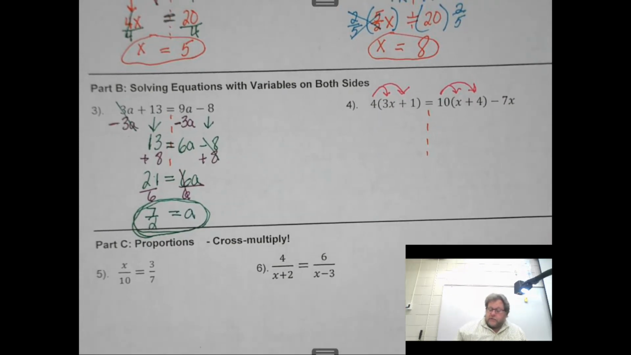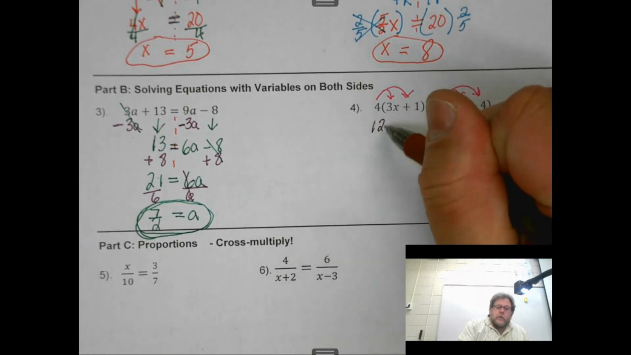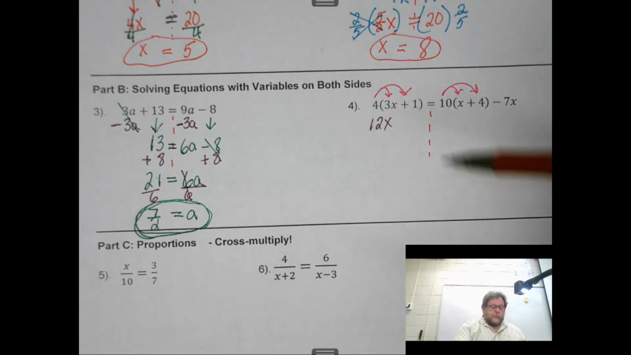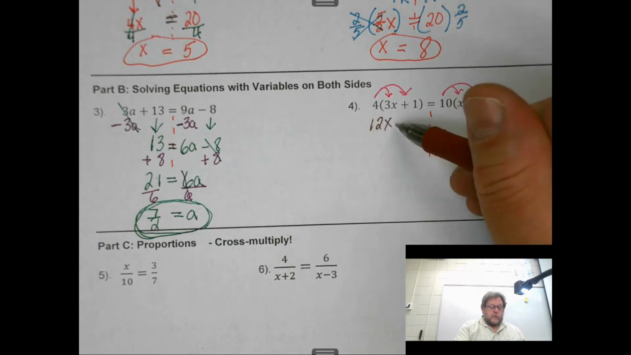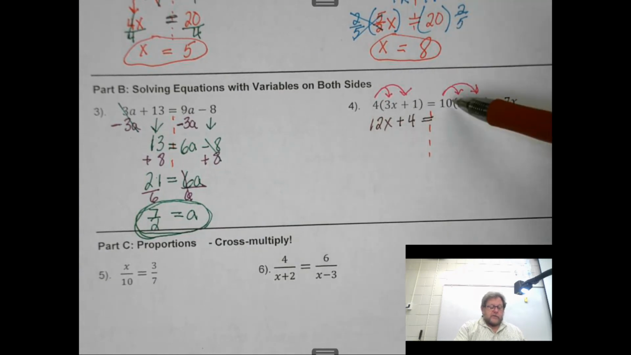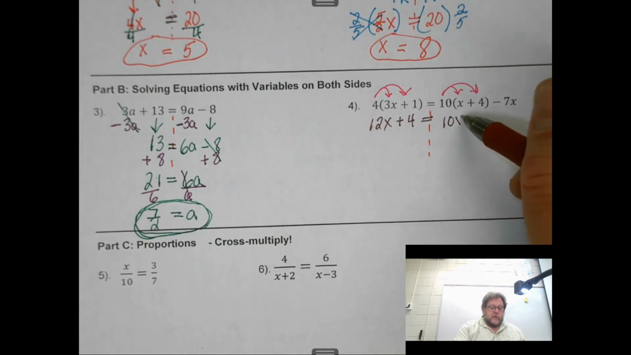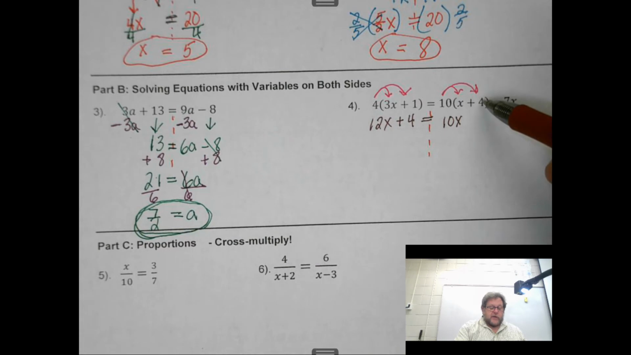4 times 1, 4. 10 times x is 10x. Positive 10 times positive 4 is positive 40. Please be careful. Don't distribute to the minus 7x. It's outside the parentheses. Just bring it down.